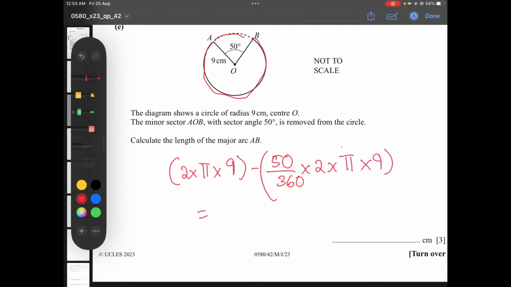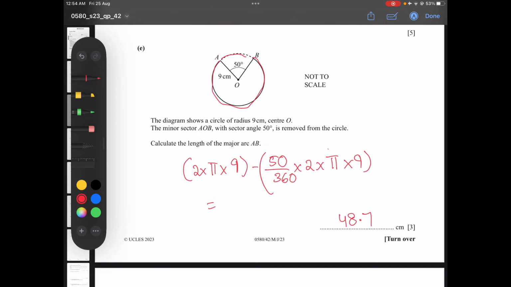So 2 times pi times 9 minus 50 over 360 times 2 times pi times 9 gives us around 48.7 centimeters.